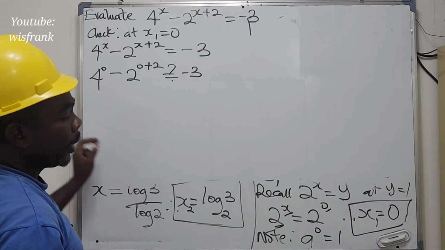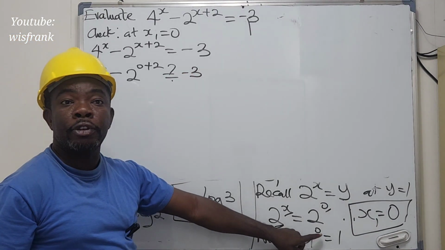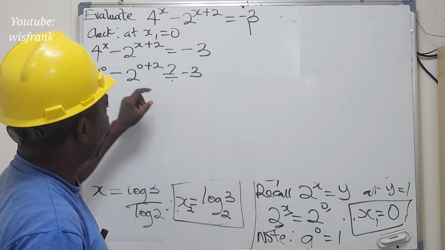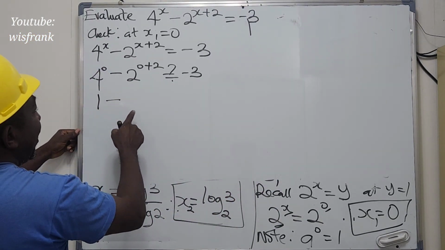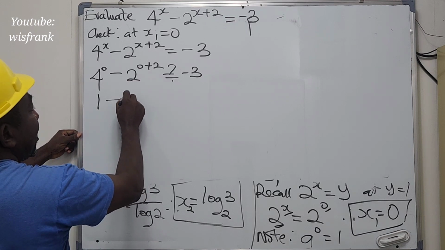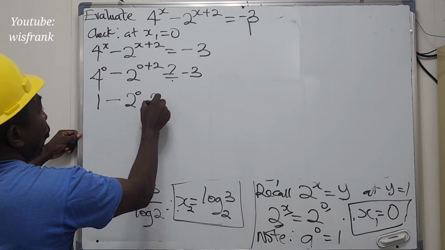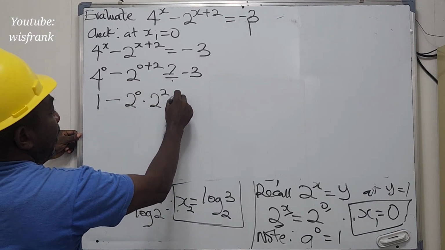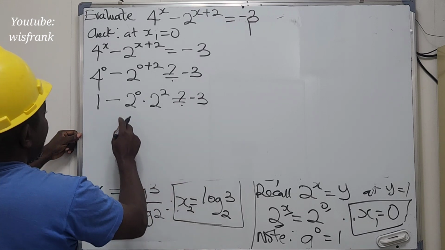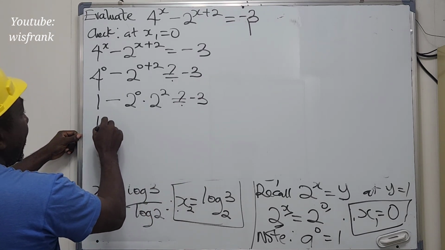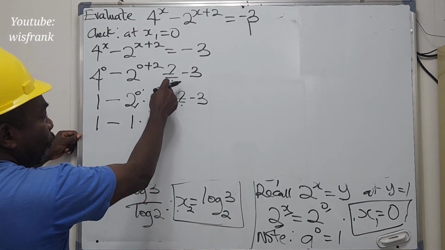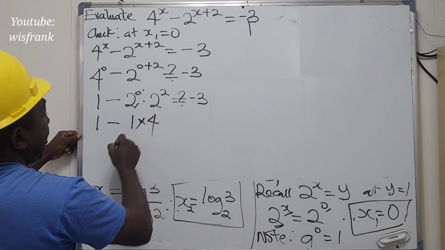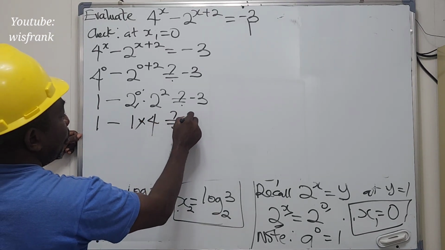We recall that a to the power of 0 is 1. Anything raised to the power of 0 is 1. Therefore, 4 to the power of 0 is 1. Then we have minus, here it can be expressed as 2 to the power of 0 times 2 to the power of 2. Will this equal minus 3? So in this case, we have 1 here, minus 2 to the power of 0 is 1, times 2 to the power of 2 is 4. This is multiplication.